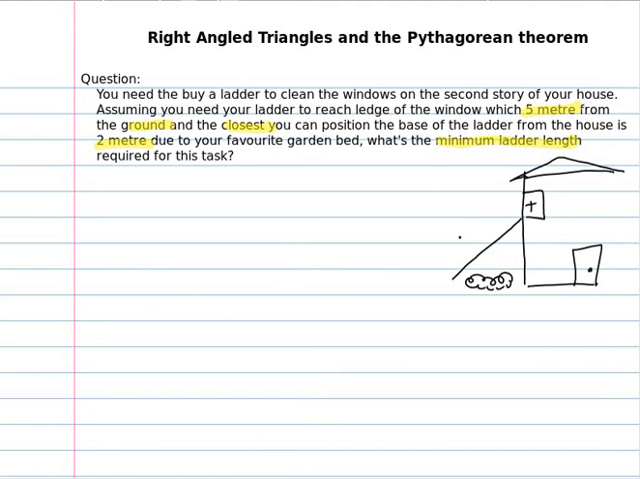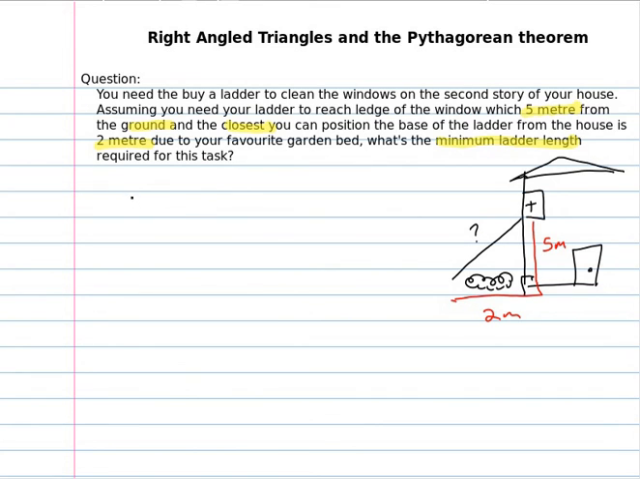So we don't know the distance or the length of the ladder, but we do know other things. So we know that the height of the bottom of the window ledge there is going to be 5 meters. And we know that the base of the ladder is 2 meters, is the closest we can get, 2 meters. So we know that that bit is 2 meters.